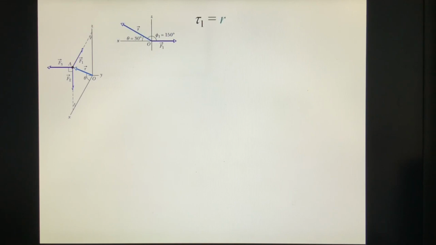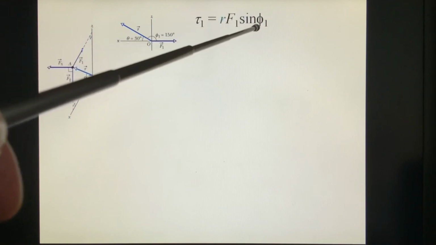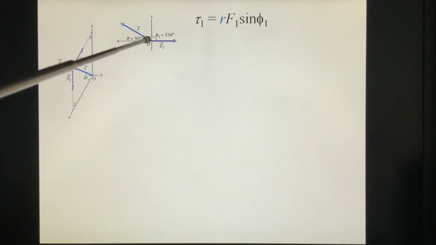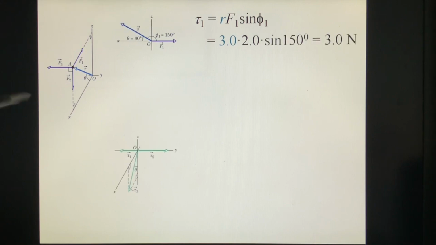The magnitude is R F1 sine phi. The angle you look at is 150 degrees. The direction is inward. So this is X, Y, Z, and the torque is in the minus Y direction.